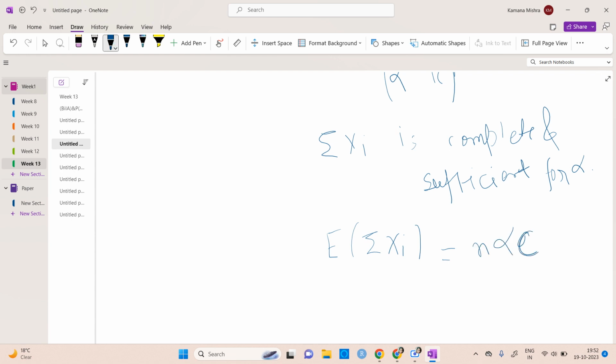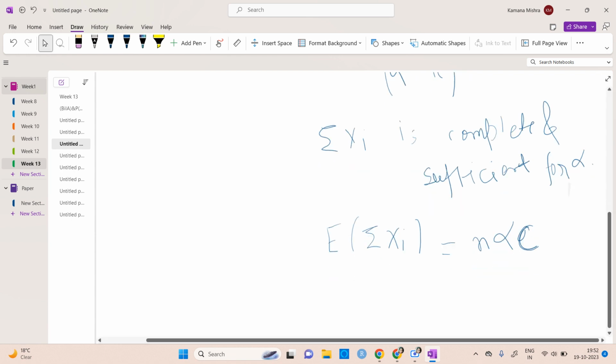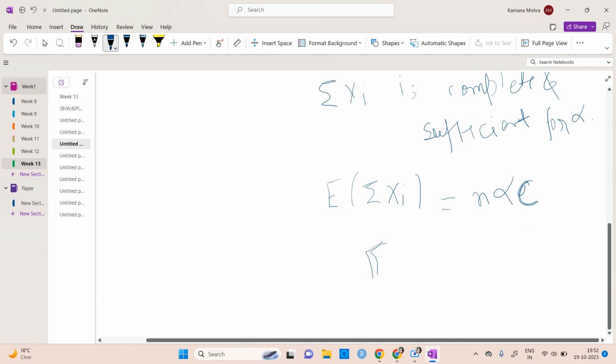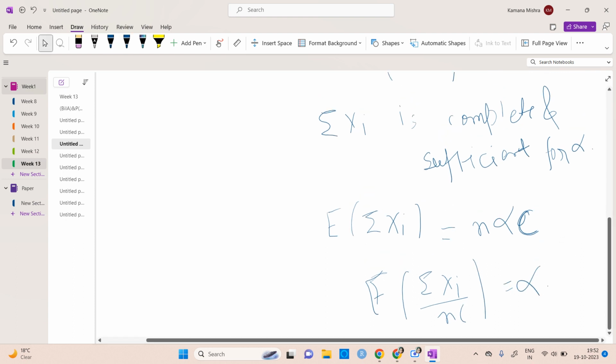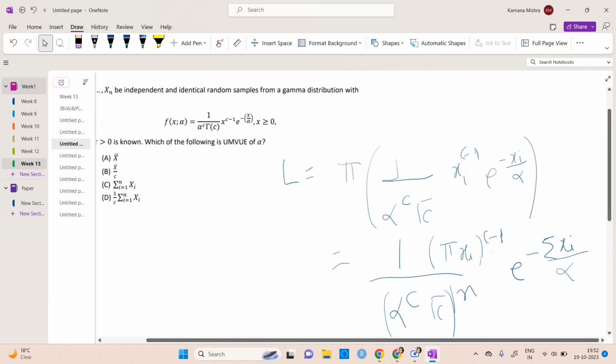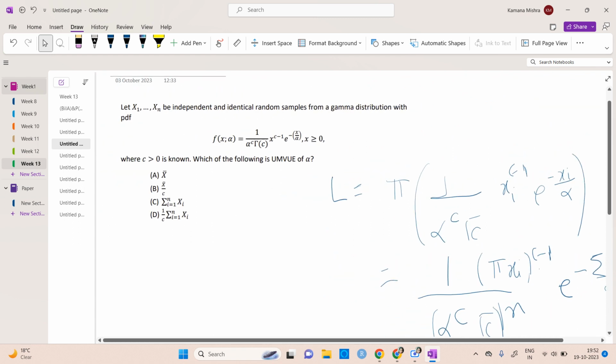Of course there is so much calculation involved here. So the expectation of summation xi over nc is nothing but alpha. When you do it on your own, you will understand it, I think. So this is nothing but x bar upon c. So this is the answer.